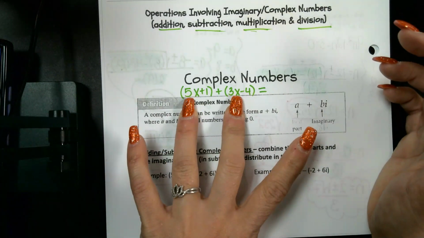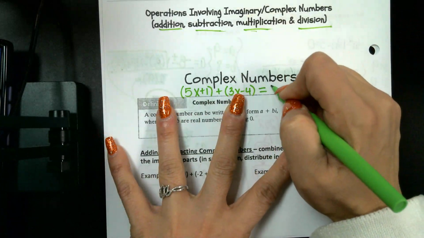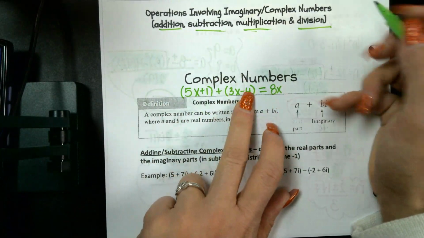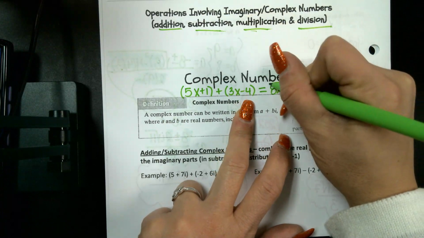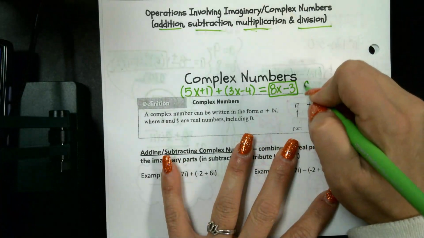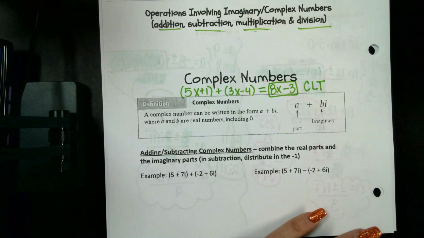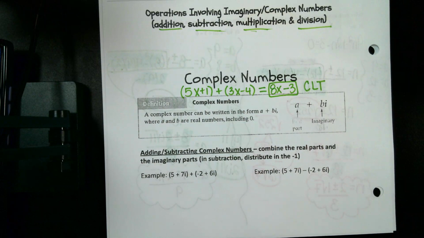Add your like terms. So we're going to add the x term. So 5x plus 3x, 8x. And then you would add the two constants, 1 plus -4, -3. And this would have been your final answer. So anytime you guys see me write CLT, combine like terms, when you are adding, it is nothing more than combining what looks the same or looks alike.